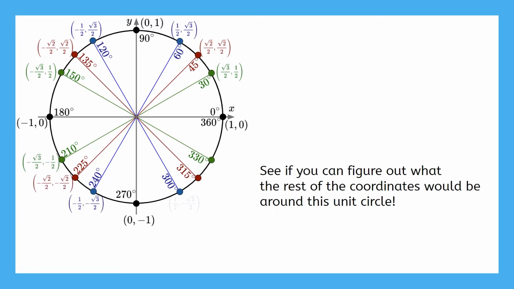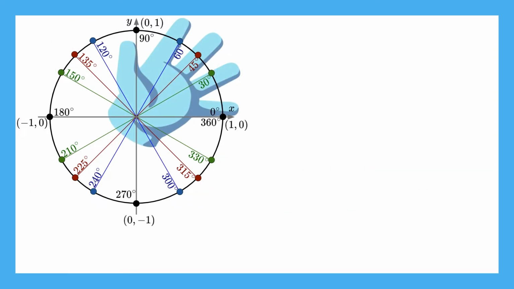Is this what you got? Points in the third quadrant should have negative signs on both coordinates, and in the fourth quadrant, they should have positive x coordinates but negative y coordinates. The strategies we use to fill out the unit circle are worth remembering.